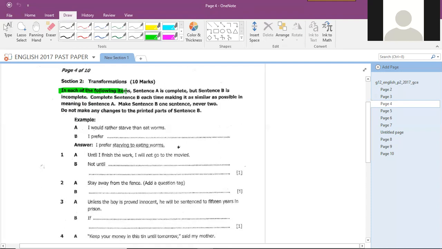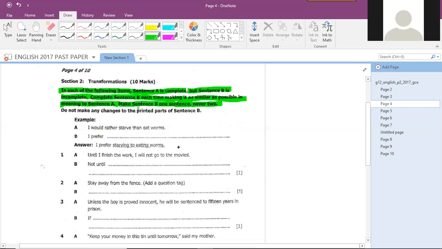in each of the following items, sentence A is complete, but sentence B is incomplete. Complete sentence B each time, making it as similar as possible in meaning to sentence A. So make sentence B one sentence, never two sentences. So you cannot say sentence one, you put a full stop, then you start another sentence. No, you have to start with a word and end with a full stop. So you never have to connect two sentences.